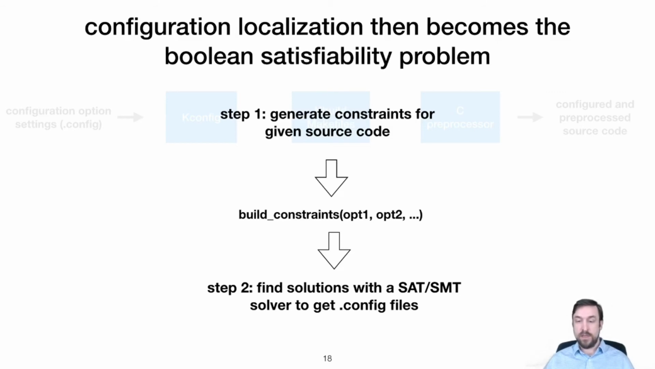And it turns out that there's a whole lot of tooling that has been developed over the past couple of decades for finding these kinds of solutions really fast: SAT solvers and SMT solvers. And so now this configuration localization problem, which seemed like a giant search space problem, is reduced to just finding constraints from this build system for given source code, and then using a SAT solver off the shelf to find whether it is solvable, and use those solutions to generate .config files that should work to build that code when passed into the normal Linux build system.